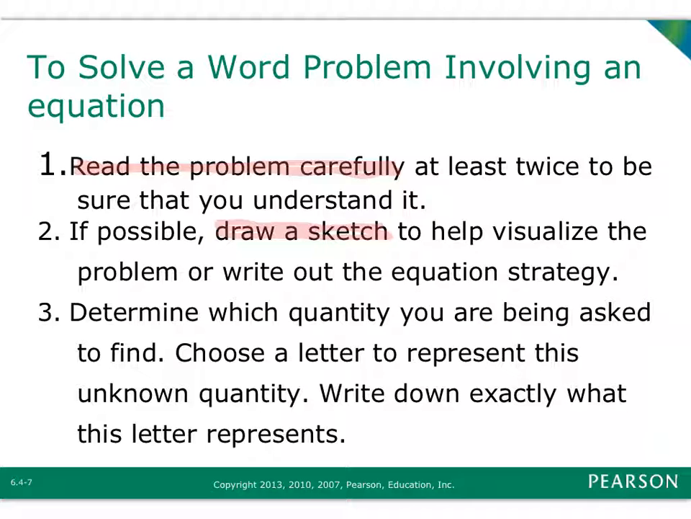And also write out the equation strategy. Sometimes when we're talking about a type of problem, for example, a money problem or interest, we have a formula. Interest is equal to the principal times the rate times the time. So we write that strategy out if we see a problem similar to that. Then determine which quantity you're being asked to find. Choose a letter to represent this unknown quantity. Write down exactly what this letter represents.